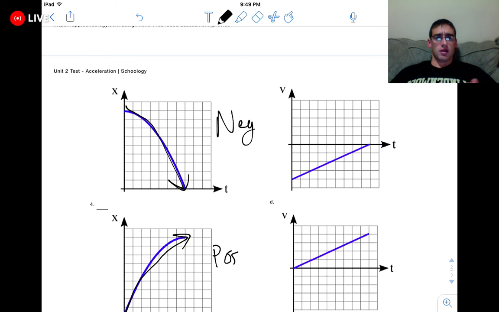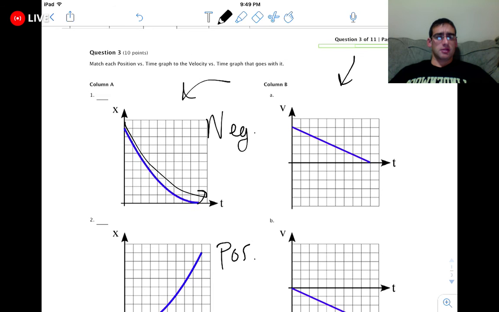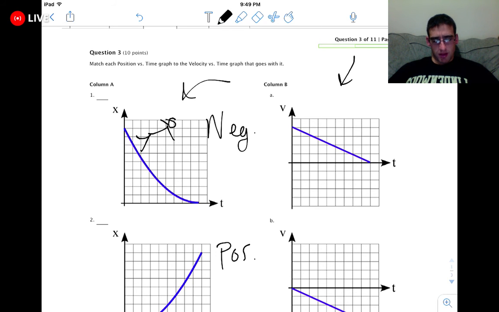So next I want to know speeding up or slowing down. Now, to tell speeding up or slowing down, I have to focus on the slope, okay? So if it's getting steeper, that means it's speeding up. If it's getting flatter, it's slowing down. So we can use the little guy on this, okay? So let's look at my little guy. He starts off pretty steep. By the bottom, it's a lot flatter, so that means slowing down.